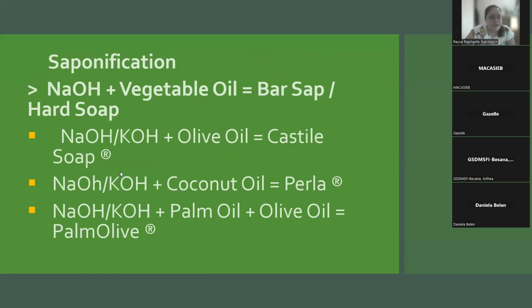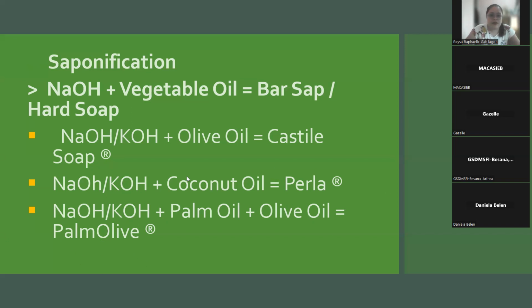Okay, so we have here the following examples of products that we use that are made with sodium hydroxide. So we have here sodium hydroxide plus vegetable oil, how we will produce a hard soap or a bar soap. Like the sodium hydroxide, potassium hydroxide can also be used, with olive oil. We will have the Castile soap, but I'm not really familiar with this. I have not seen this one in the market. What I am familiar with is the Perla and the Palmolive.